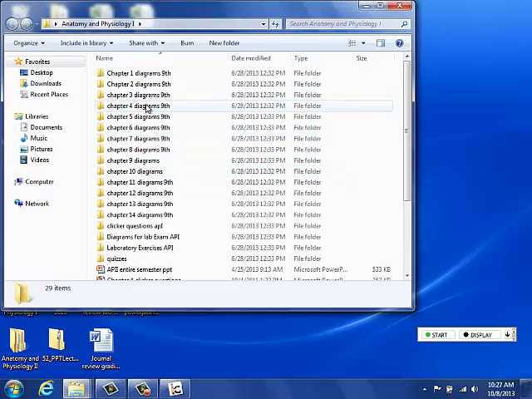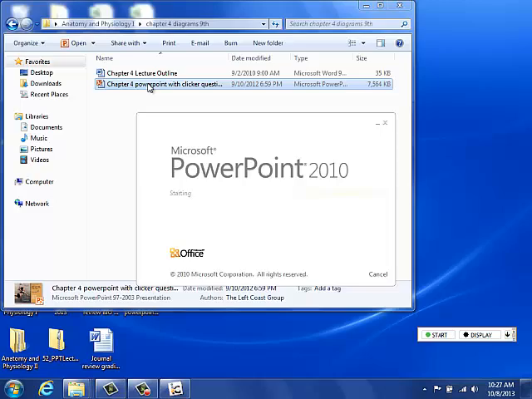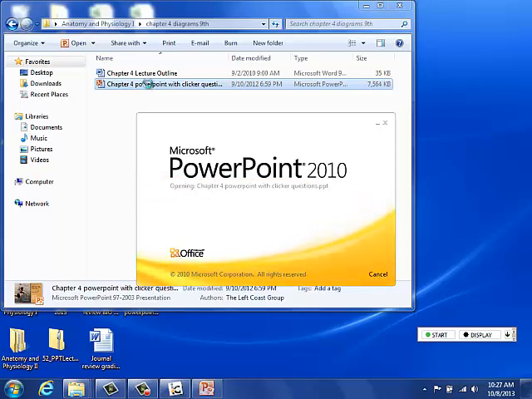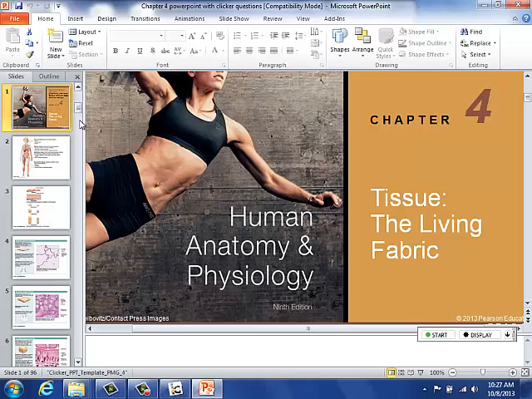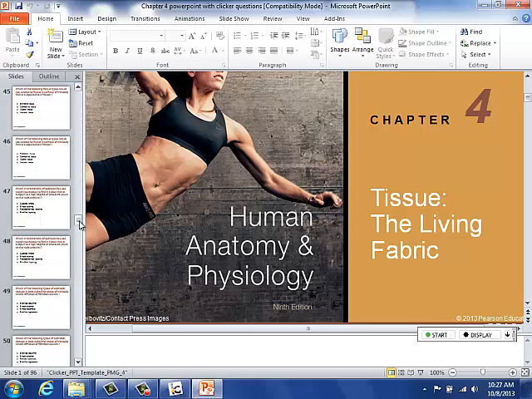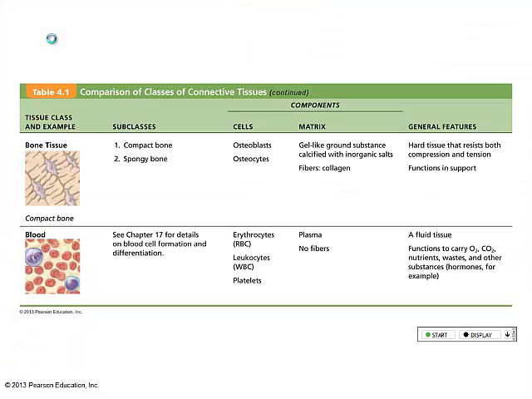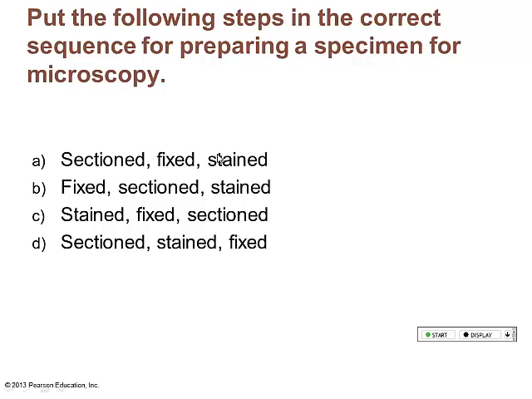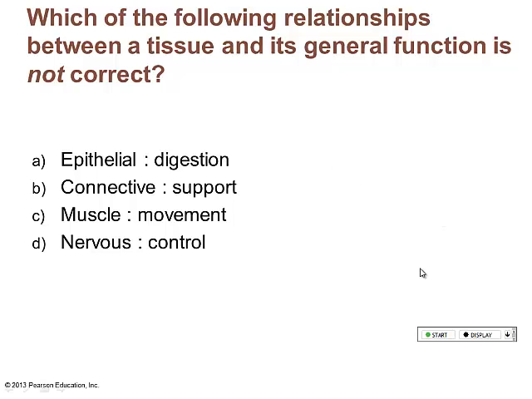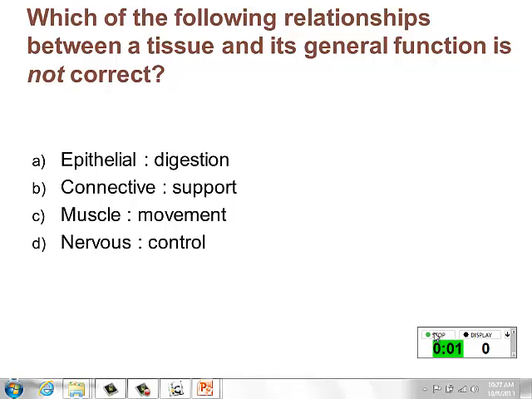All right, let's do a couple questions from each of the tests we're going to have to take. Don't forget to sign the sign-in sheet, my friends. I think you might have already had some of these questions, but it won't kill you to do them again. No, I don't like that question. Here's a good one. Which of the following relationships between a tissue and its general function is not correct?